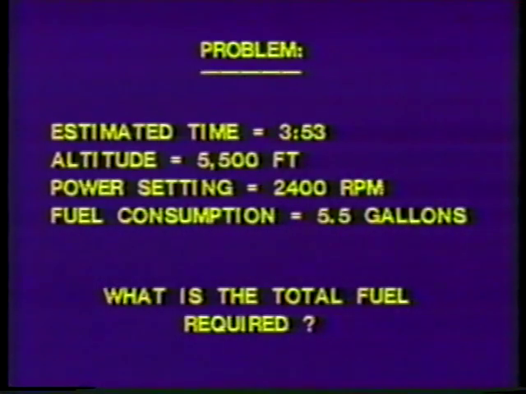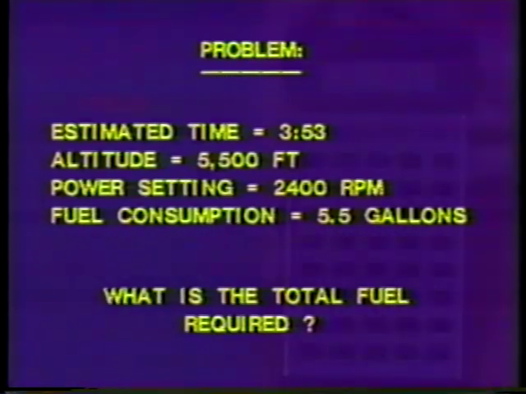The third fuel consumption problem involves knowing how long a flight will take. Then you find consumption in the skipper POH and compute the required total fuel for the flight. A flight has been estimated at 3 hours, 53 minutes, at an altitude of 5,500 feet, with a power setting of 2,400 RPM. The fuel consumption will be 5.5 gallons per hour. What is the total fuel required?